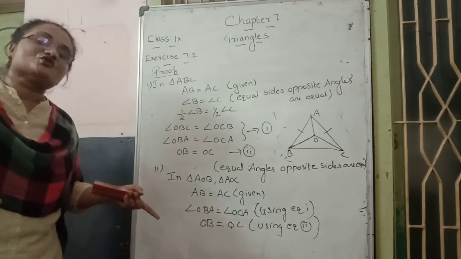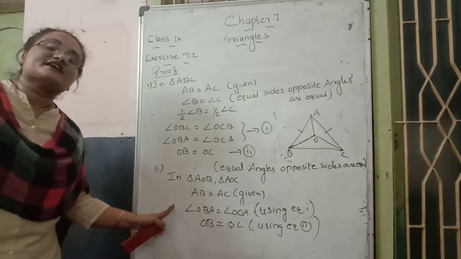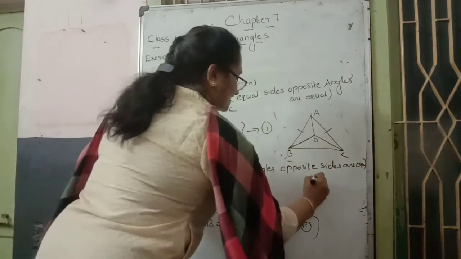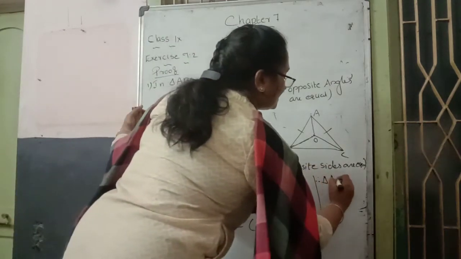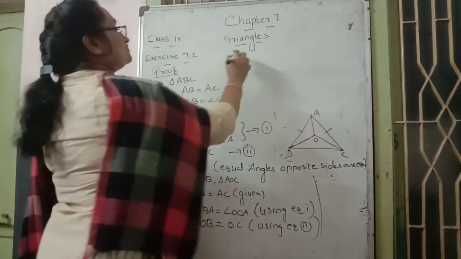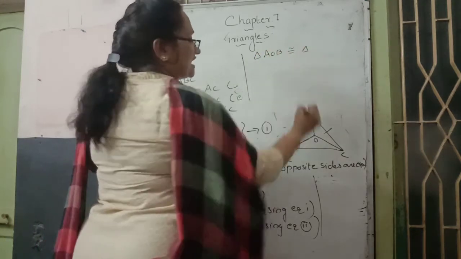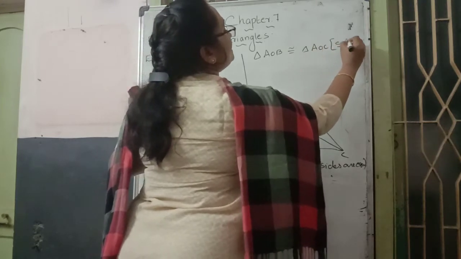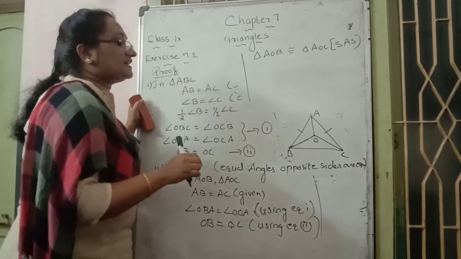That's why the two triangles are congruent under which property? Two sides and the included angle means which property? SAS property. Therefore, we can write it. Which triangles do we consider? Triangle AOB is congruent to our second triangle, triangle AOC. They are congruent by which property? SAS property. By CPCT, what can we say here?